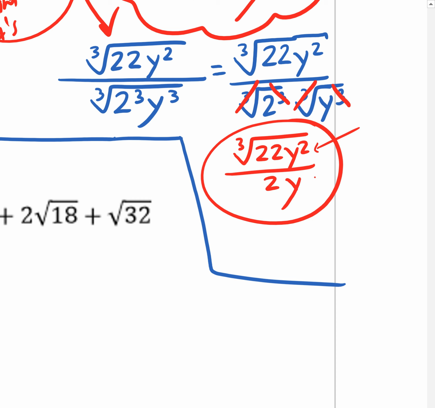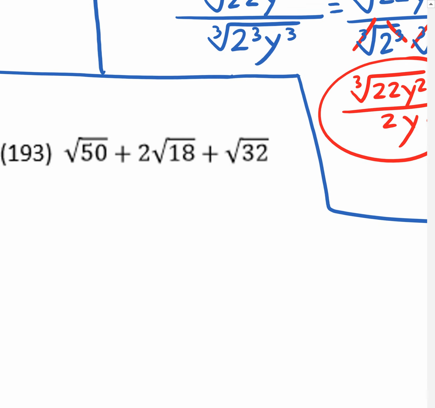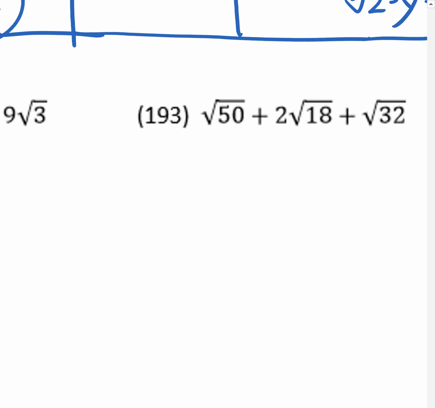And then it's tempting, but don't try to cancel these y's, because the one in the numerator is inside the root, the one in the denominator is outside. Same with the 22 and the 2. One's inside, one's outside. They can't reduce or interact at all. Okay.